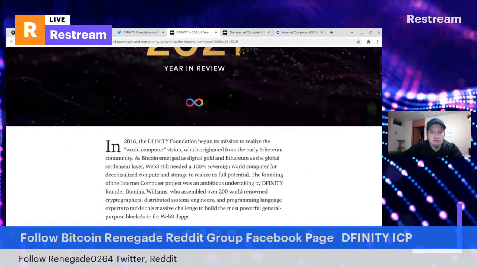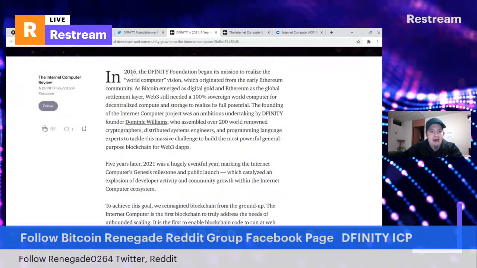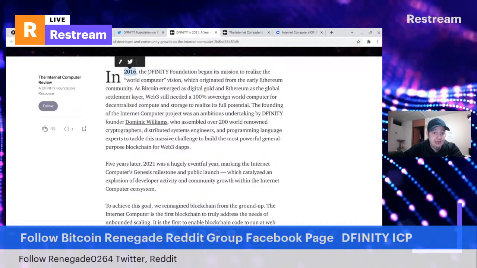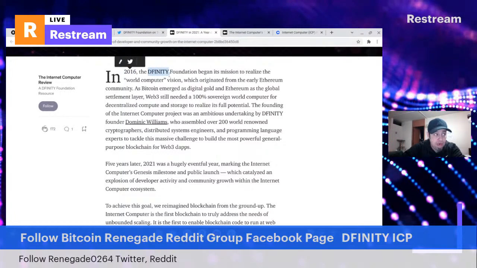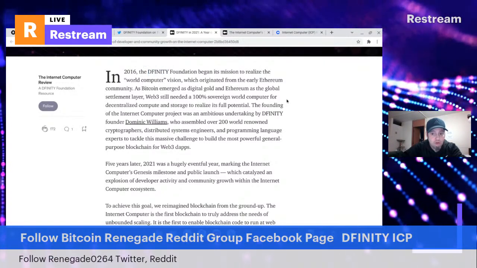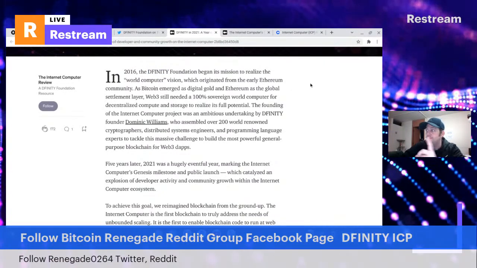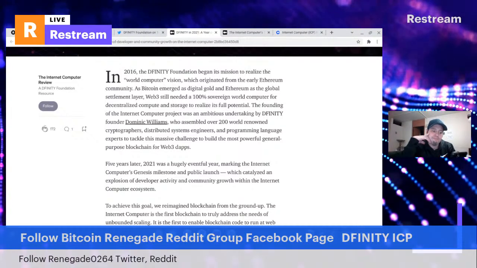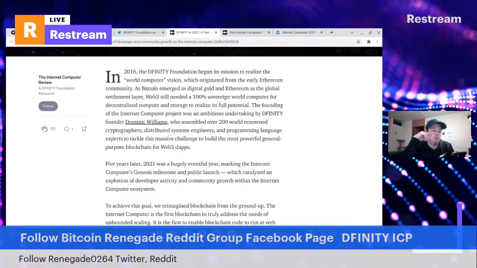But I guess 2016 is the actual origin date of Dfinity, but the internet computer price did not come out until 2021. May of 2021, right? Or 2020. There we go. ICP token genesis date. Yeah, May 10, 2021.